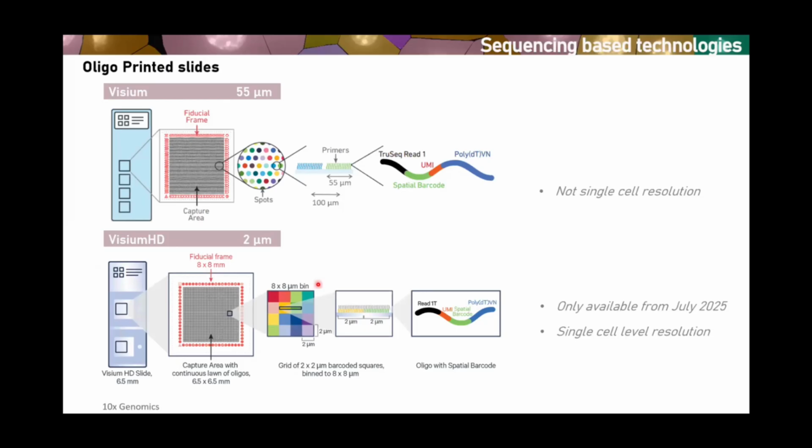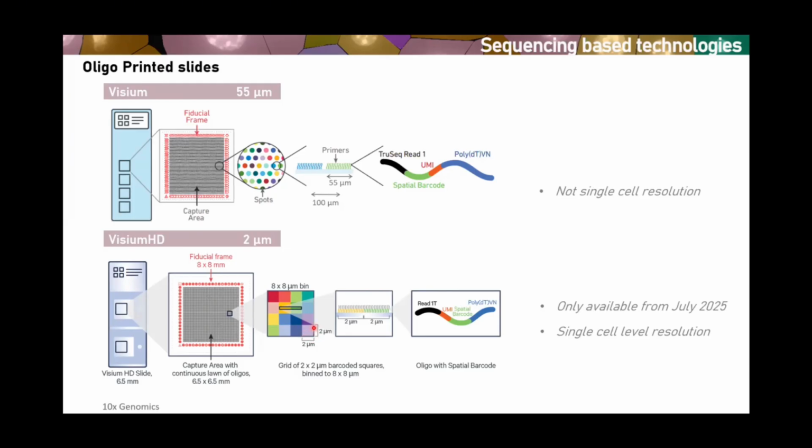Then later, Visium HT was released. And in this case, the resolution increased massively. Now what they provide is a surface completely covered with barcodes. And each individual barcode occupies an area of 2 micrometers by 2 micrometers.